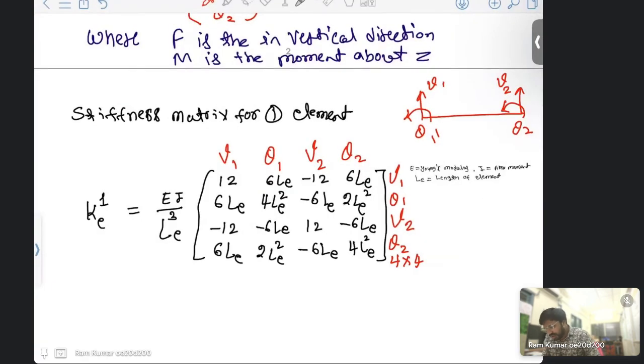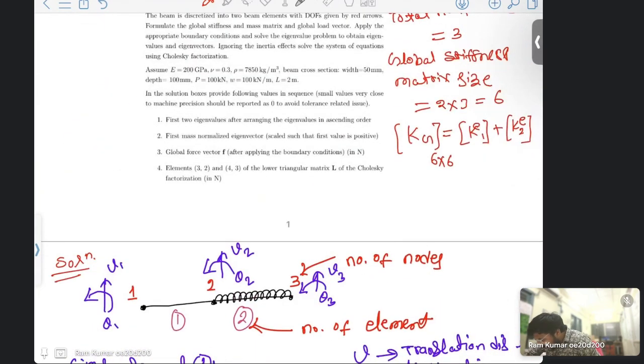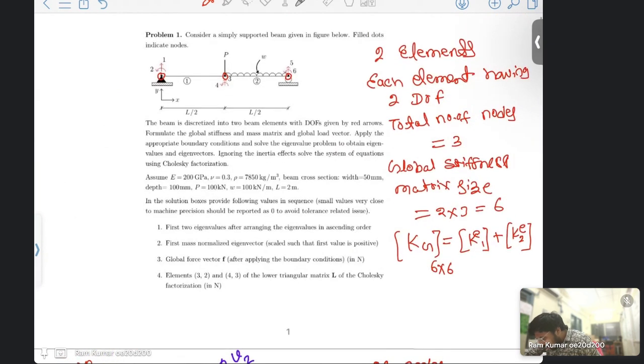Now we have to put values for all the given parameters. So we have E equal to 300, then the length, what is the length? 2 meters. So it will be L by 2.